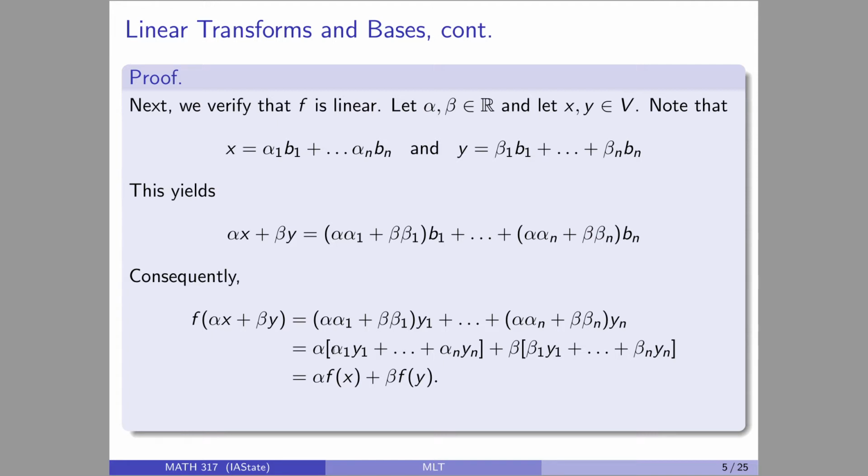But what do we know? Well, this is what f of x is equal to. That's what f of y has to be equal to, since x is alpha 1 b1, all the way to, oh, I'm missing a plus sign. Oh my god. Alright, do a quick update on that.